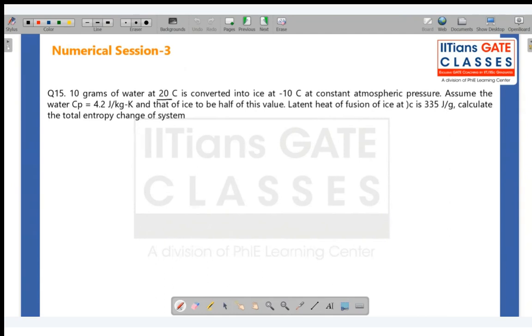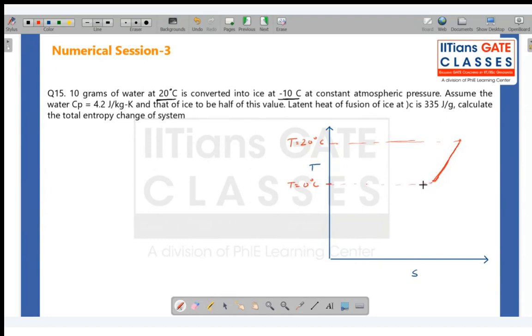10 grams of water at 20 degrees Celsius is converted into ice at minus 10 degrees Celsius. So basically you are converting water to ice. Let this be temperature and this be entropy. First, water is there at 20 degrees Celsius. To convert it into ice, you have to bring the temperature down to 0 degrees Celsius, like this.